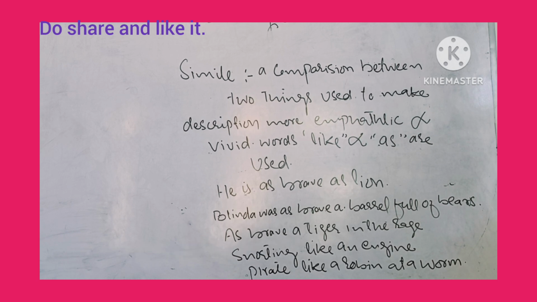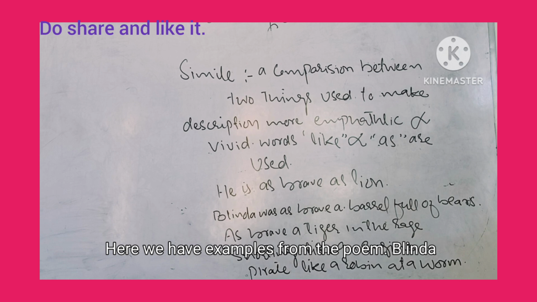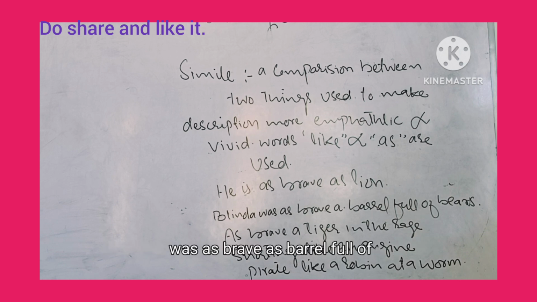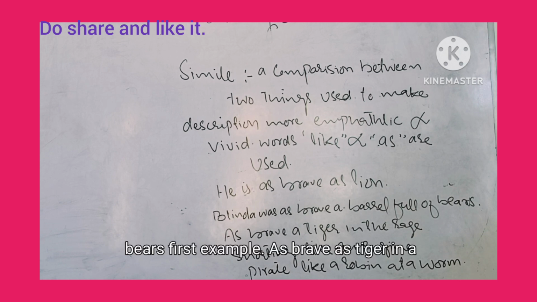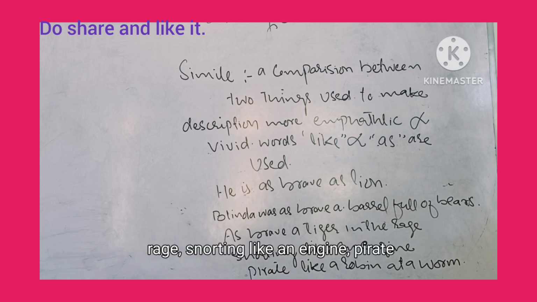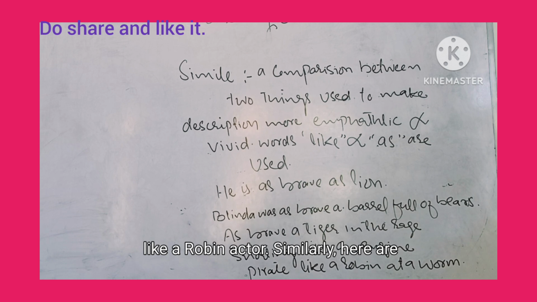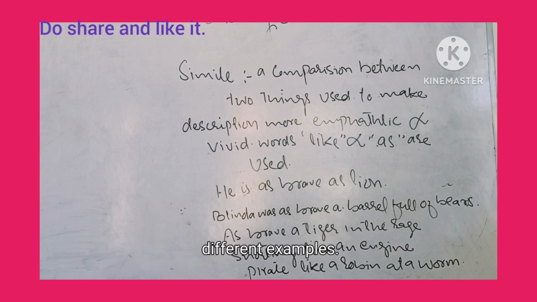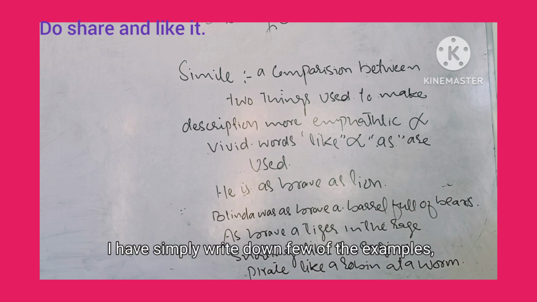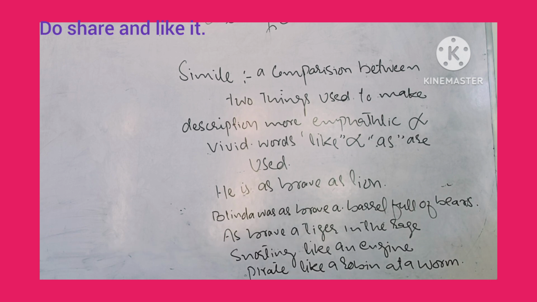These are the examples from the poem. "Belinda was as brave as a barrel full of bears," first example. "As brave as a tiger in a rage," "snorting like an engine," "pirate like a robin at a war." There are different examples of simile, a lot of examples. I have simply written down a few of the examples, around four examples from the simile.